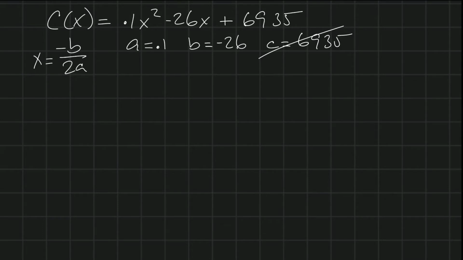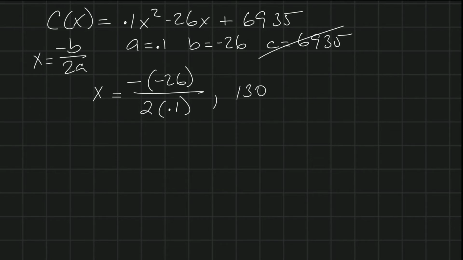Our next step is going to be to plug in our a and our b. So we have negative of negative 26 divided by 2 times 0.1. That's going to give us our x value, where we can find the number of units that were made. So once we simplify that, we're going to get that the number of units is going to be equal to 130. So to find the minimum unit cost, we need to find the C of x where x is equal to 130.